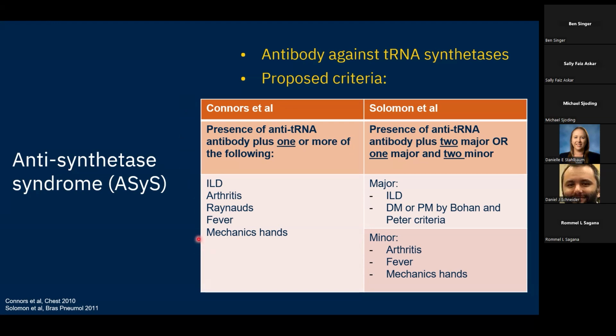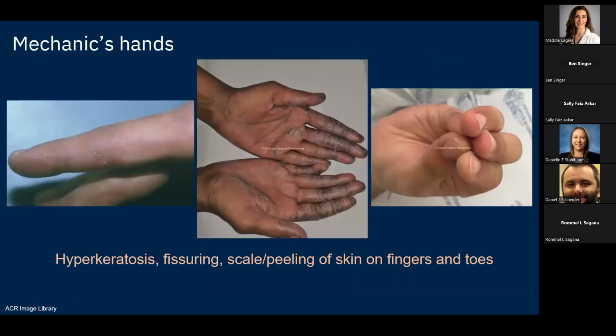The classic triad of what we consider antisynthetase syndrome is arthritis, myositis, and ILD. But we actually only at diagnosis see all three features in 15% of patients. Over a couple of years, having all three features is seen in almost half of patients, but certainly still not all. So there's some fluidity on how patients meet the criteria for antisynthetase syndrome.